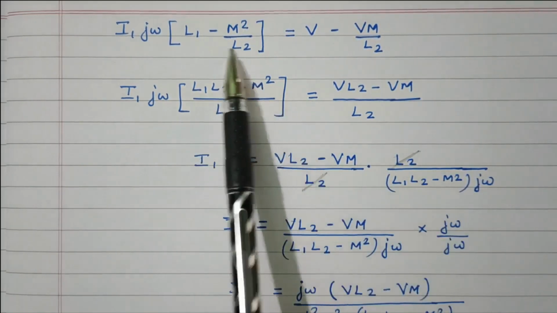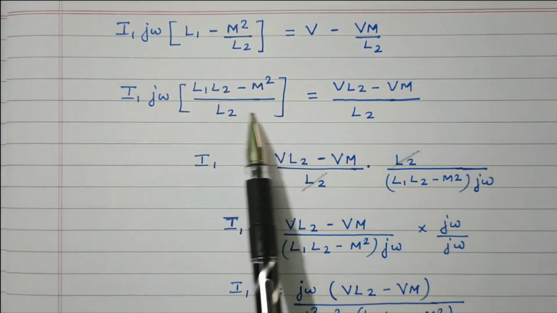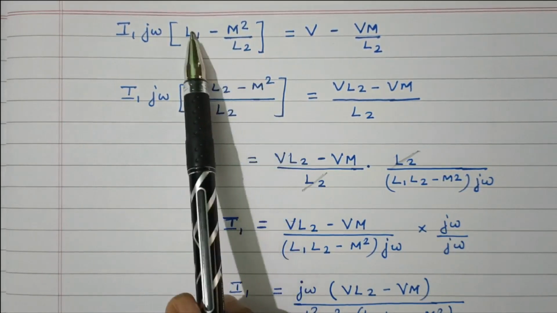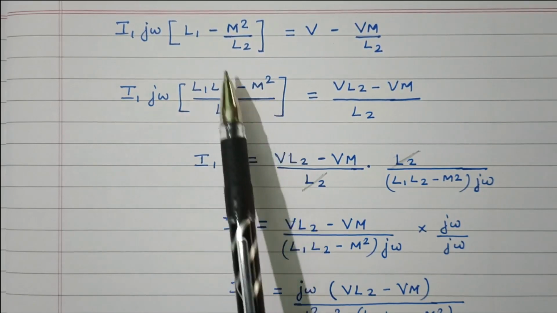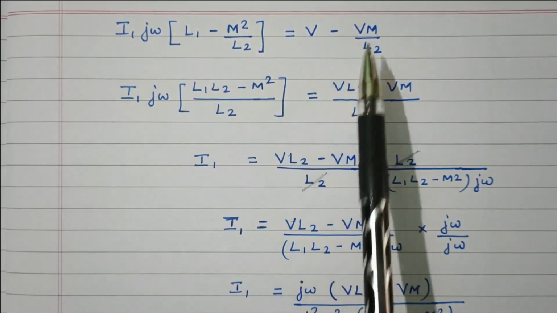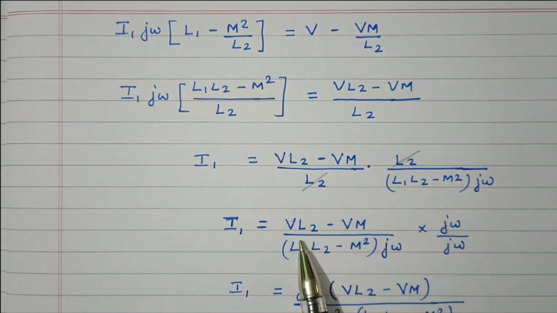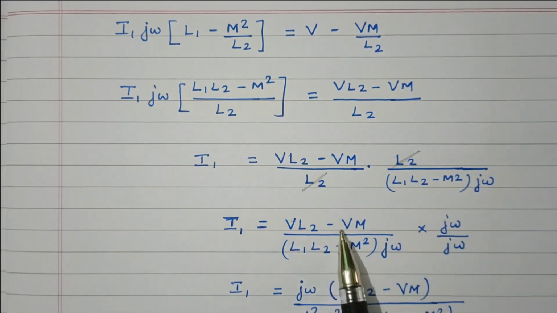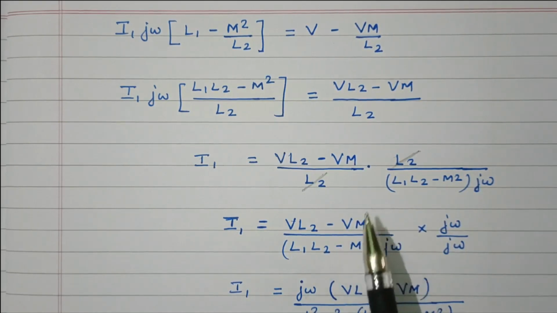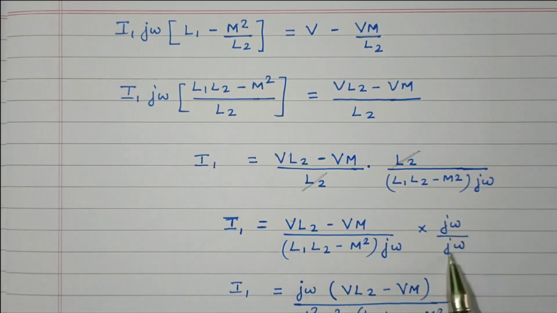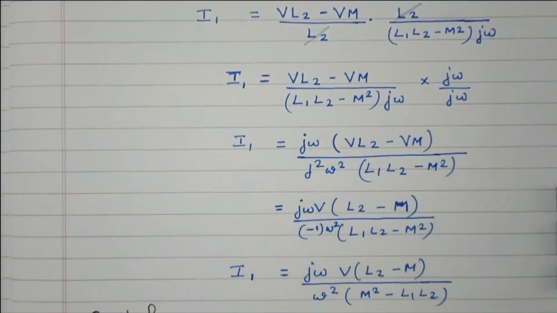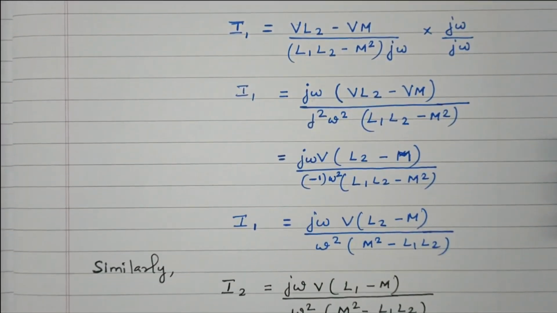Here also the LCM is taken. L2 is taken as the LCM. Where L2 is not available, it is multiplied: L1 L2 minus m square. Both sides, the LCM is taken, right? So L2 got cancelled. So what we have is V L2 minus Vm divided by L1 L2 minus m square into j omega. In order to bring the j omega to the numerator, it is multiplied and divided by j omega. Now we'll see how we simplify this expression.